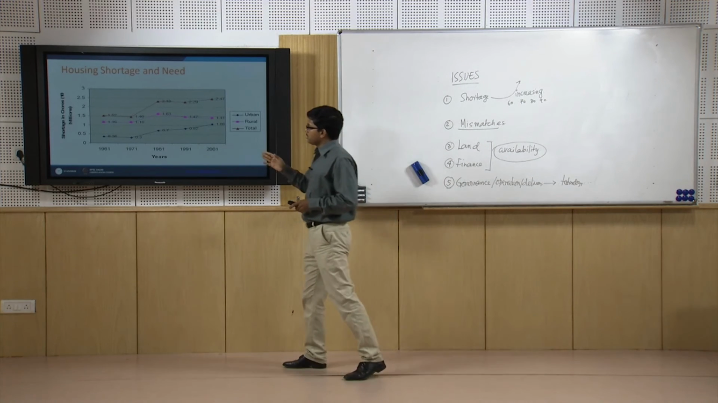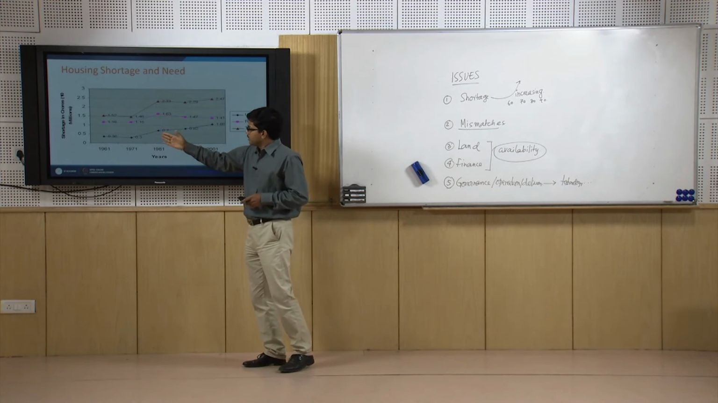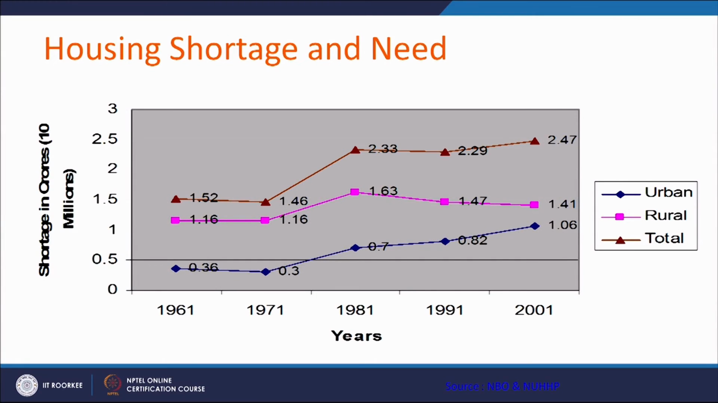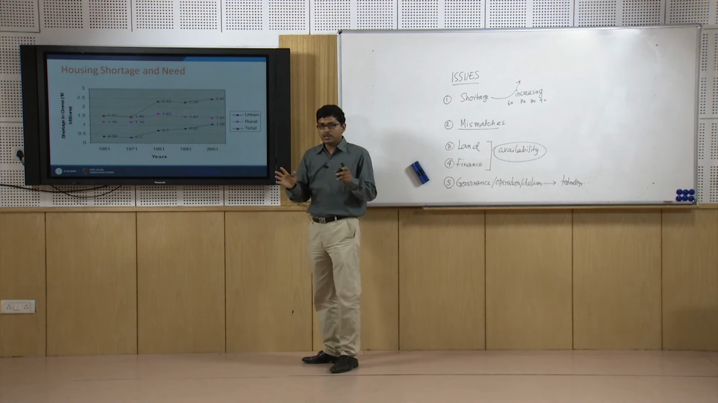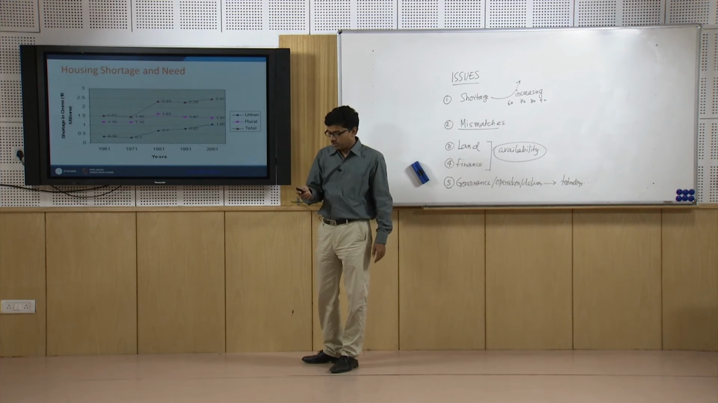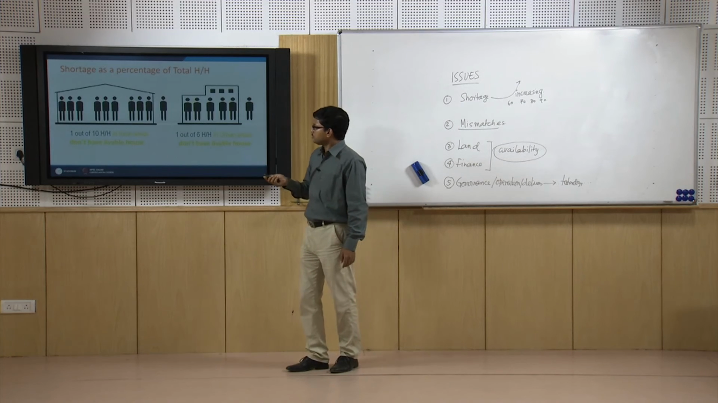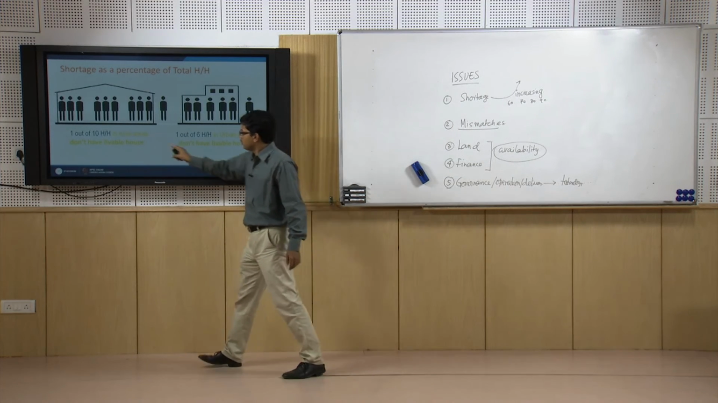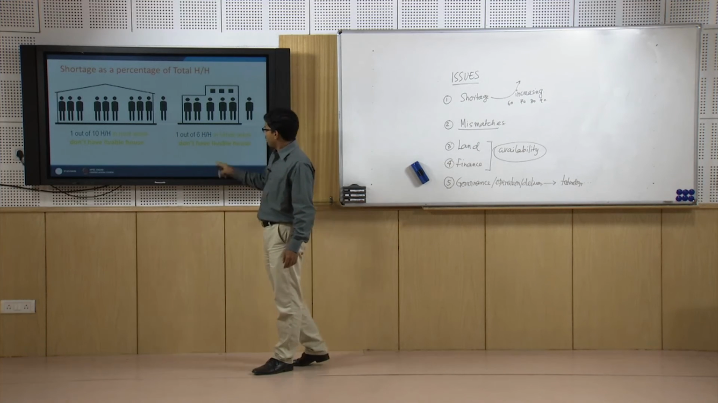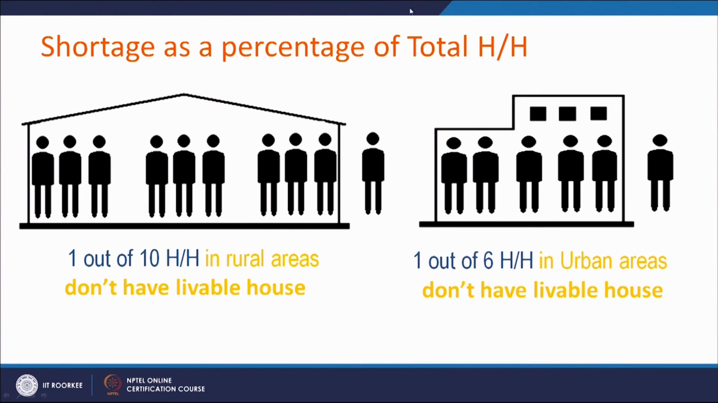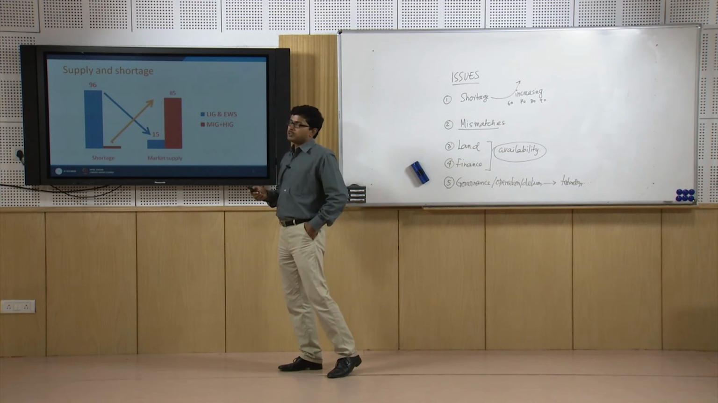In this slide you can see how the housing shortage is ever increasing. Only the rural housing shortage is maintaining horizontally, but the total housing and the urban housing shortage is ever increasing, and as of 2001 it was around 24 million. Right now also it is about 20 to 24 million based on various data. Out of 10 households, 1 household does not have a house in rural areas, whereas in urban areas 1 out of 6 households do not have any livable house. That is the situation. This is the most significant mismatch in the Indian condition.